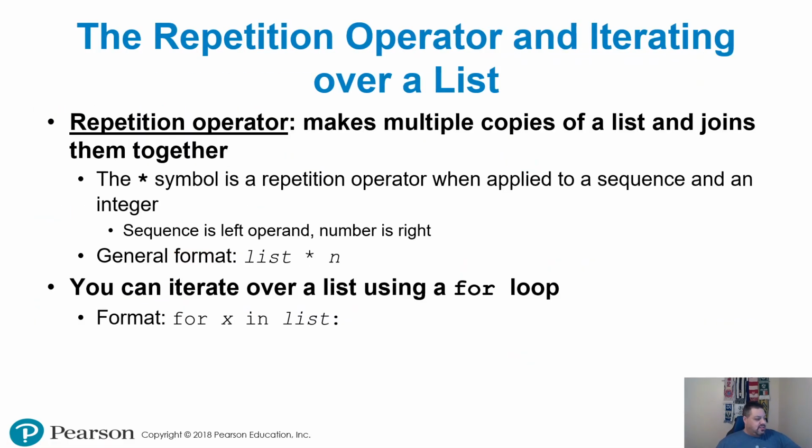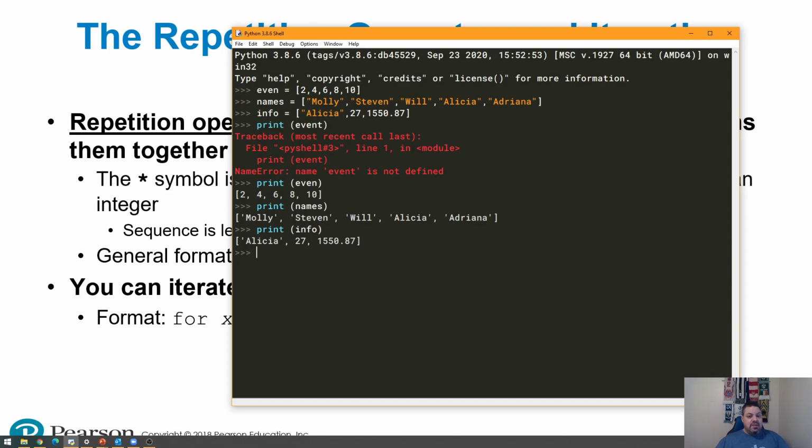What else can we do with list? Because that does seem a little redundant and dumb, doesn't it? The repetition operator. You can make a copy of a list or copies of items in a list by using the multiplication symbol, the star, if you will. So if I want to repeat something, let's say double. Double equals even times 2.